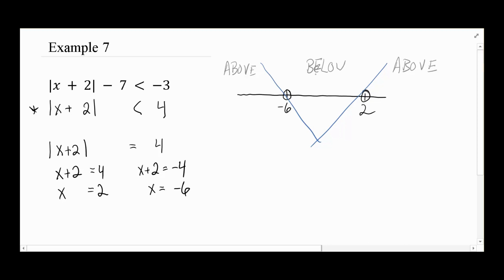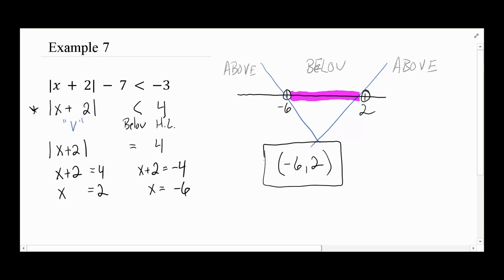Now we go back to the problem, the problem with the star by it. We want to know when is the V less than, which means below the horizontal line. Where is it below? It's below in the middle. So now that I have it shaded, I can give an interval notation answer of -6 to 2 with parentheses because we're not allowing those endpoints.